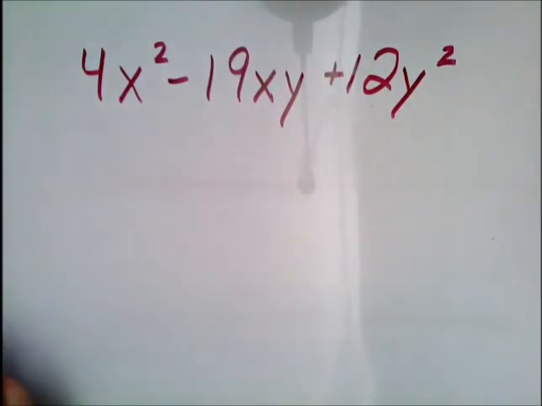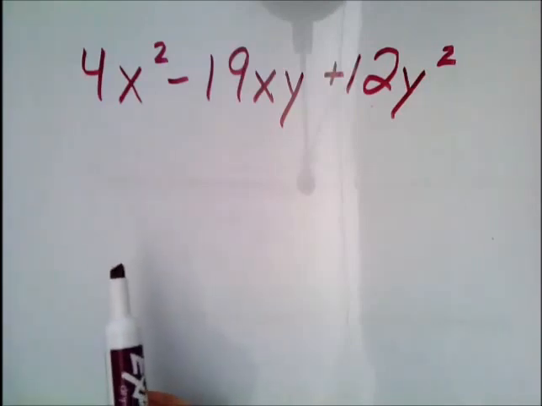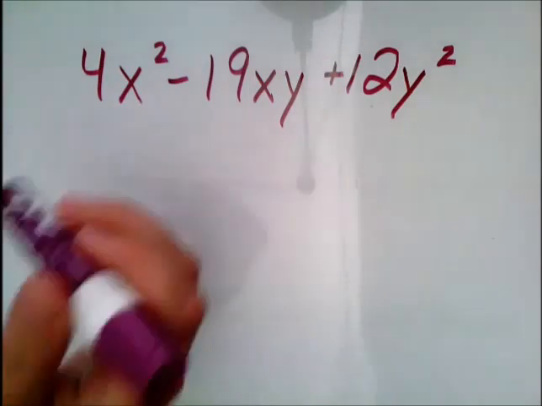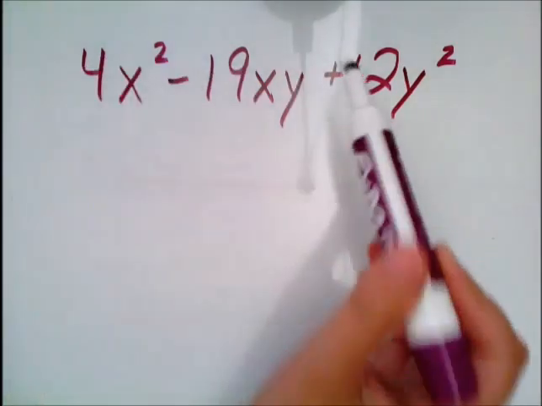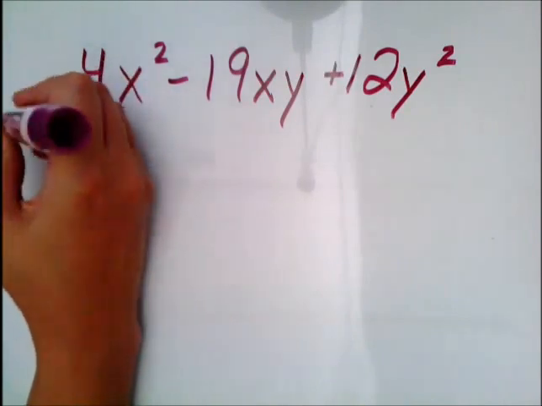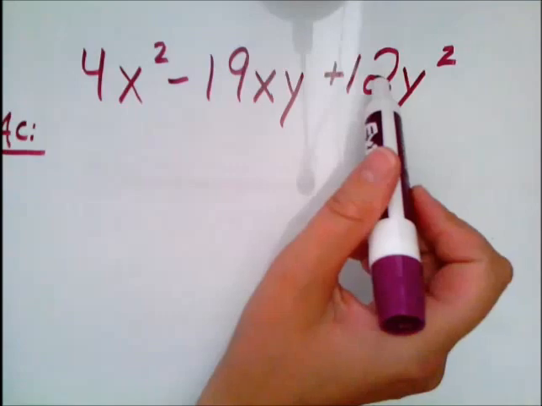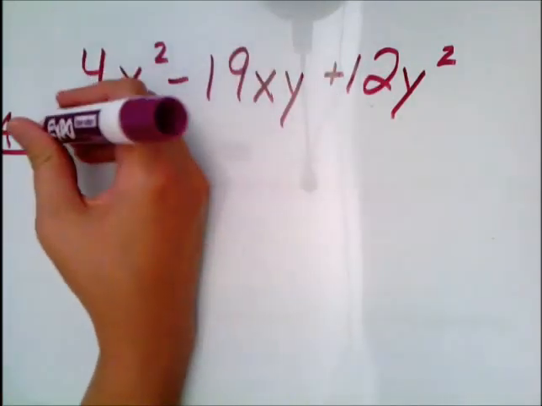If you haven't watched the AC method factoring video yet, I would suggest to go back to that one. Factoring a quadratic with leading coefficient greater than 1 describes the method. And so if we look at this, A, B, C are coefficients. We want two factors of AC. So 4 times 12, right? 4 is A, 12 is C.